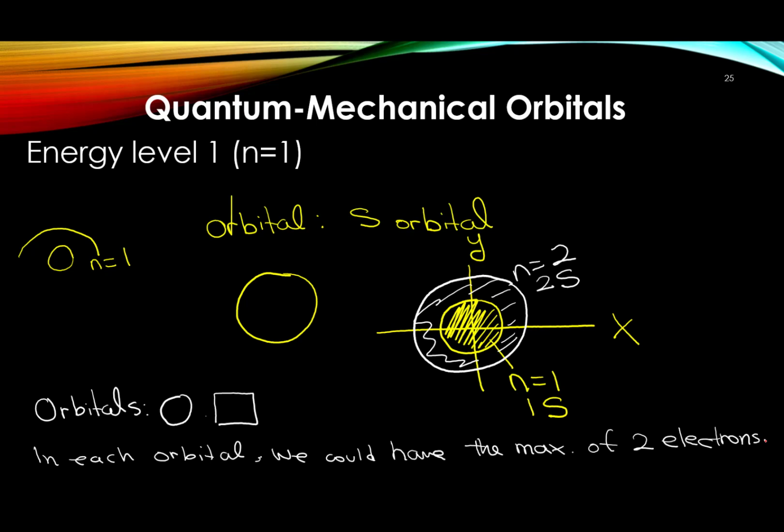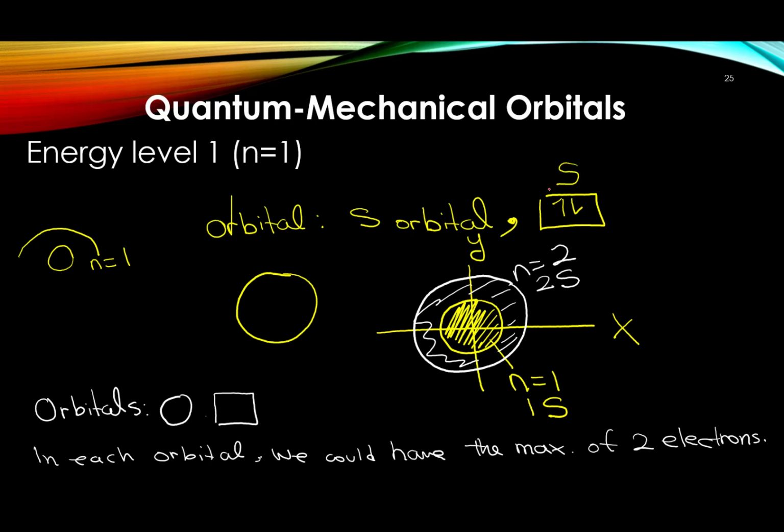Then for the s orbital, let me change the color. The s orbital is one box, and since you could have a maximum of 2 electrons, that's how many electrons you could have in s. Okay, that's an s electron.